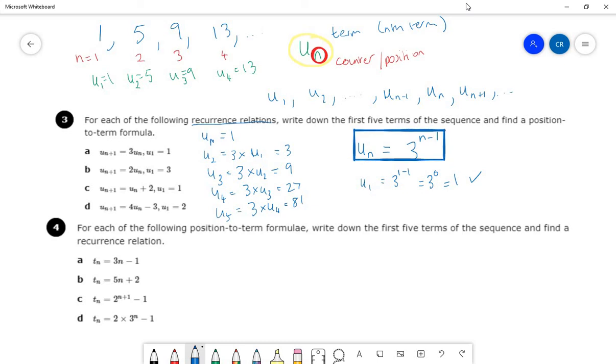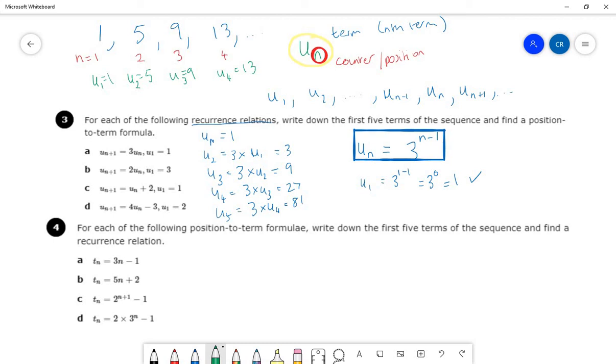So the answer to part A is this nth term. It's an nth term, and a position to term formula, because n is the position. If you know the position, you can work out the term. So that's why it's a position to term formula. In question 4, it's all the other way around. You're given instead the nth term formula, the position to term formula, and you have to come up with a recurrence relation.